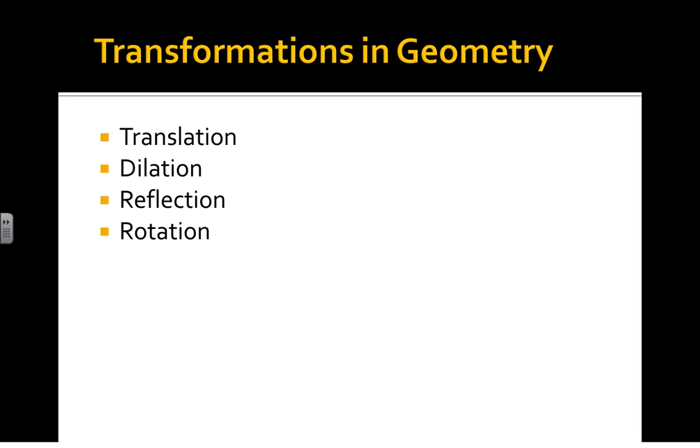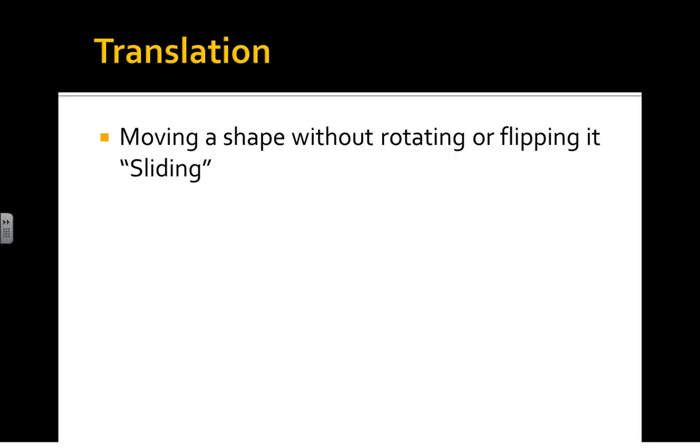Here are the transformations that we need to know by name. There's translation, dilation, reflection, and rotation. Let's talk about what each of those means. So a translation is moving a shape without rotating or flipping it. So it's essentially sliding it.